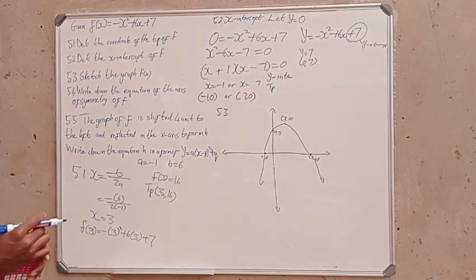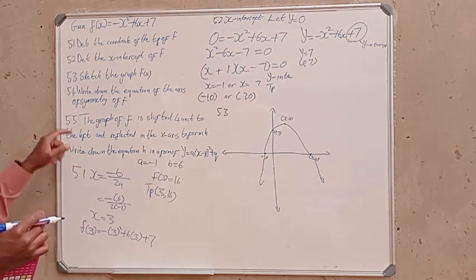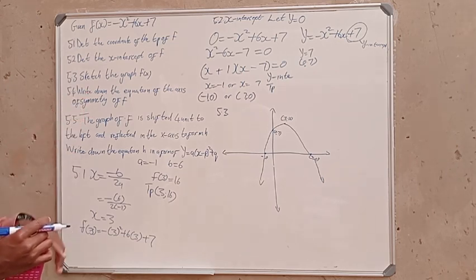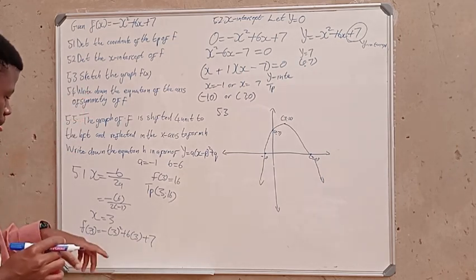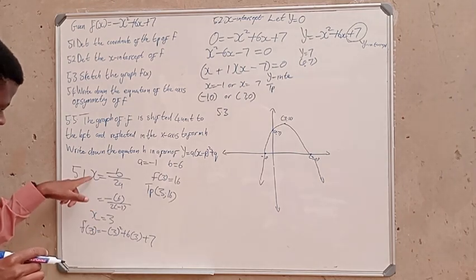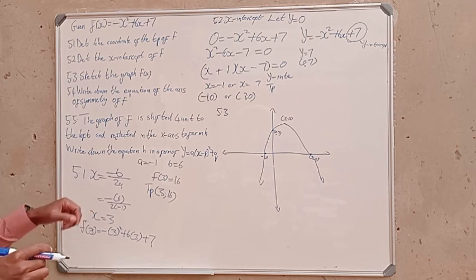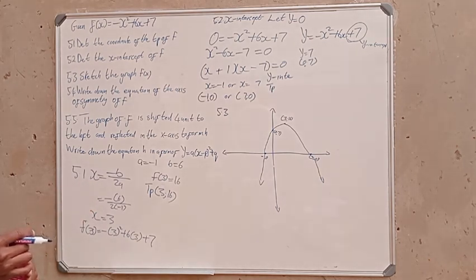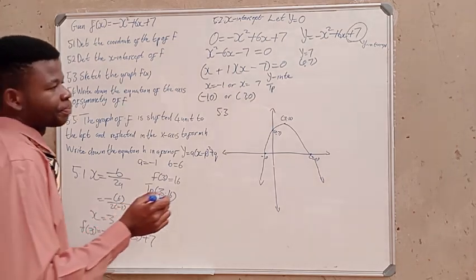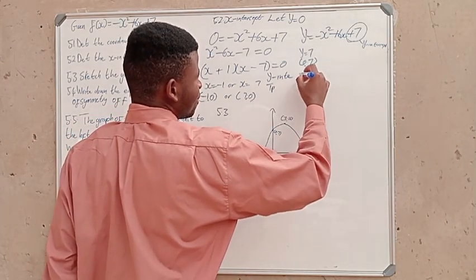5.4 says: write down the equation of the axis of symmetry for f. Guys, this formula here, we use it to get what? The axis of symmetry for a parabola.